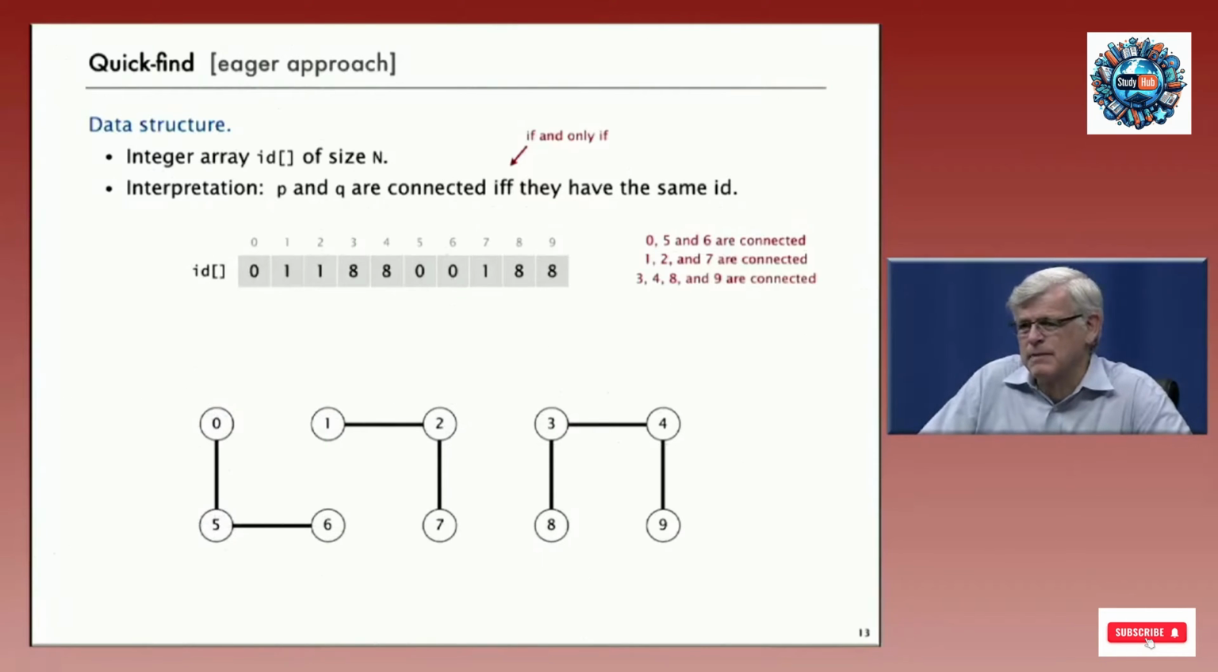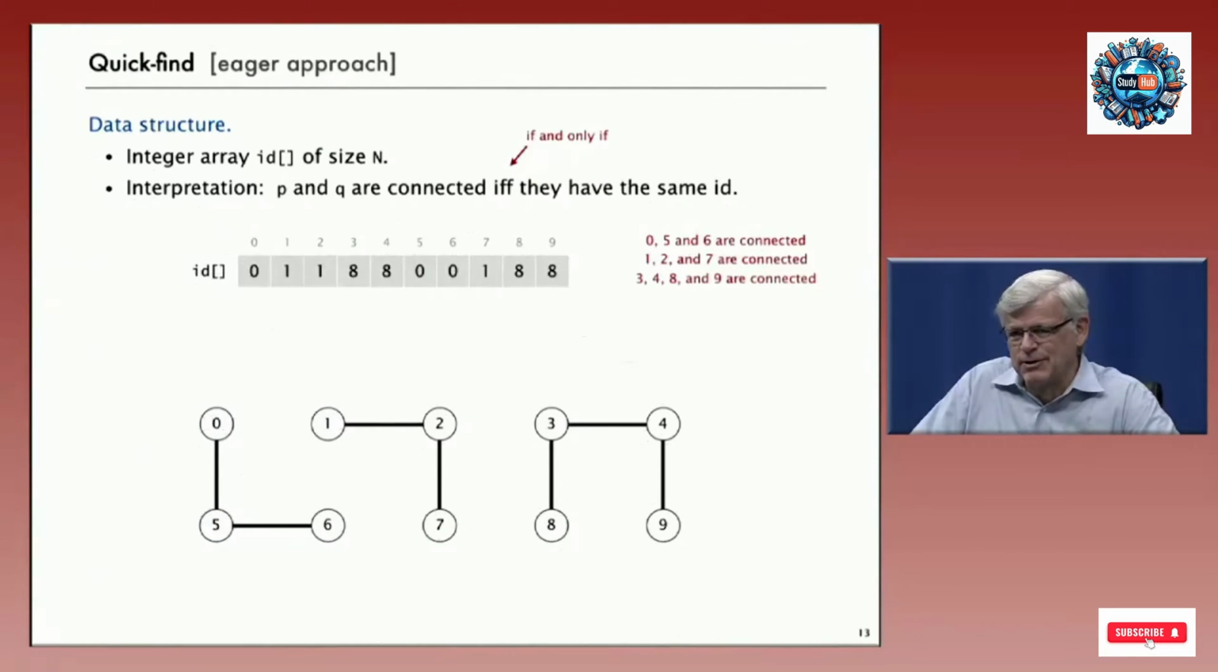are the same. So, for example, in this example with our 10 objects, the ID array that describes the situation after 7 connections is illustrated in the middle of the slide, so that at this point 0, 5, and 6 are all in the same connected component because they have the same array entry 0. 1, 2, and 7 all have entry 1, and 3, 4, 8, and 9 all have entry 8. So that representation shows that they're connected.